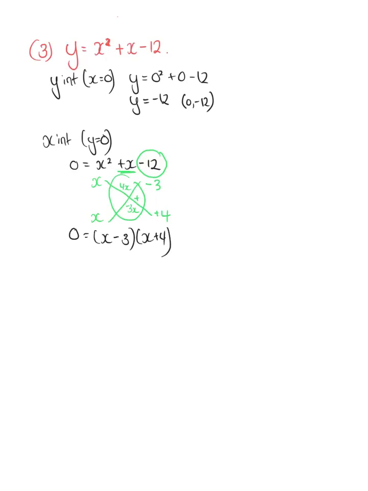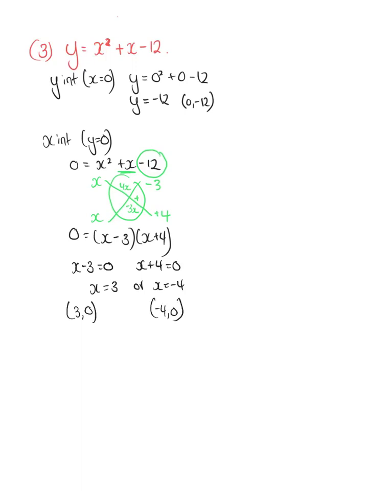Okay, the null factor law states I can let each of those equal 0. So I do that. So I have x equals 3 or x equals negative 4. So the coordinates of my x-intercepts are (3, 0) or (negative 4, 0).